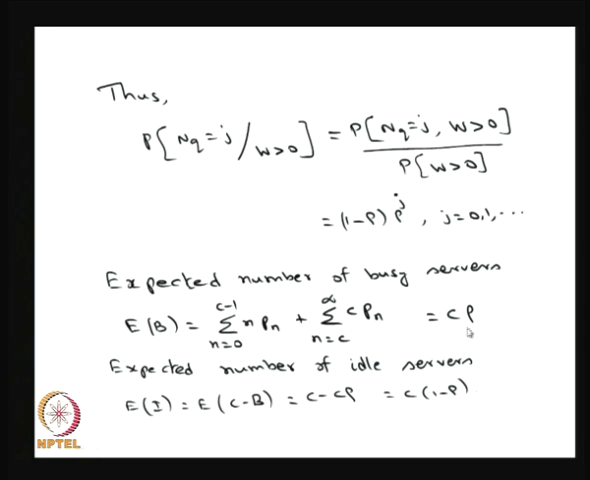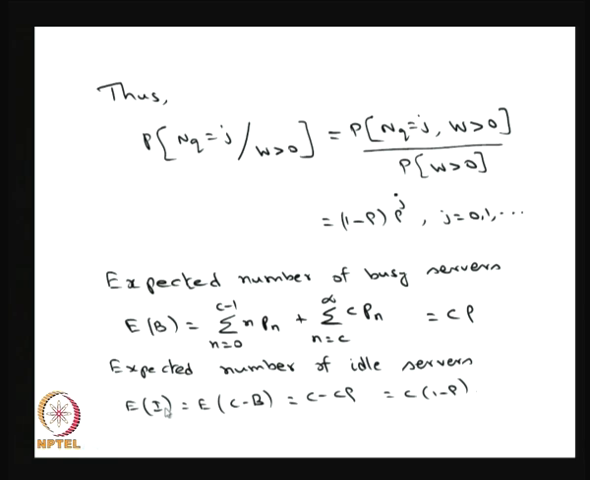If you simplify, you will get C times rho. So, that is the expected number of busy servers. Once I know the expected number of busy servers, I can find out the expected number of idle servers also. It is a negation.